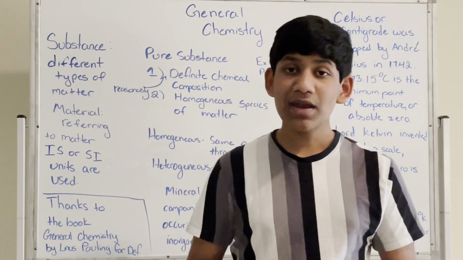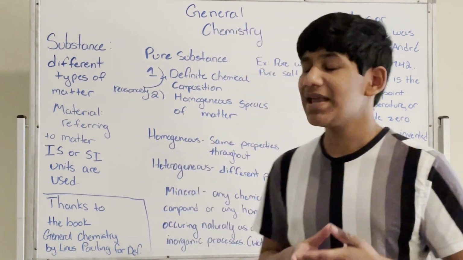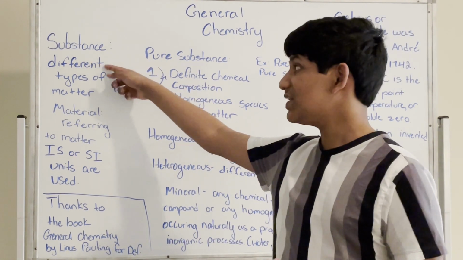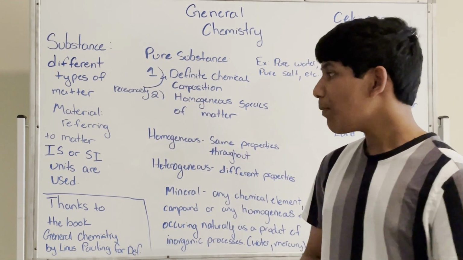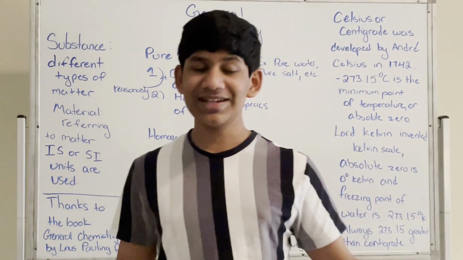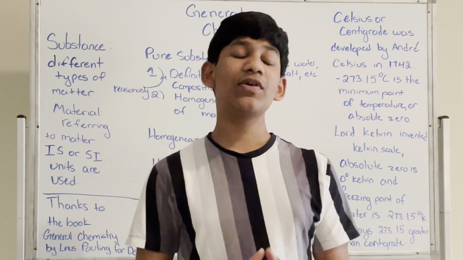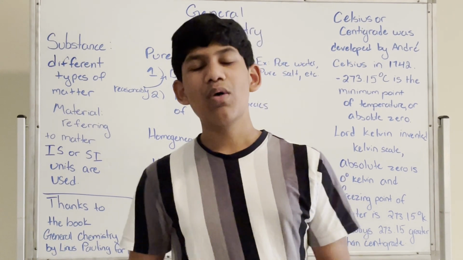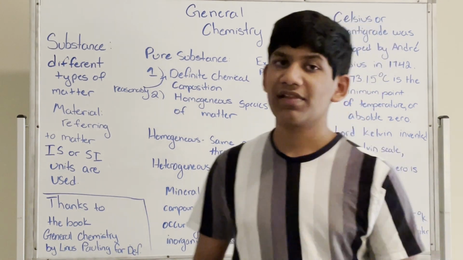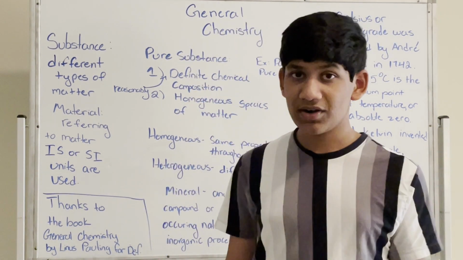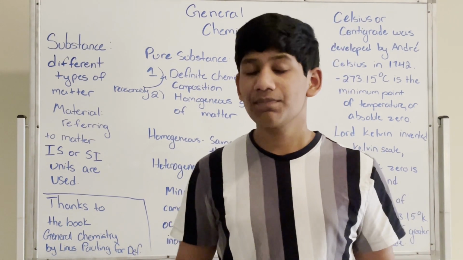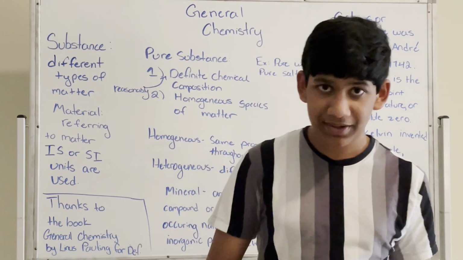Okay, so let's begin by talking about two of the most basic words used in chemistry. As mentioned previously, we have substance and material. Material just refers to matter, so when we're talking about any type of matter in general, or just referring to the broad term matter, we can use the word material. Substance refers to different types of matter, like a specific type of matter that we consider. So material just refers to matter in general, and a substance refers to a specific type of matter.